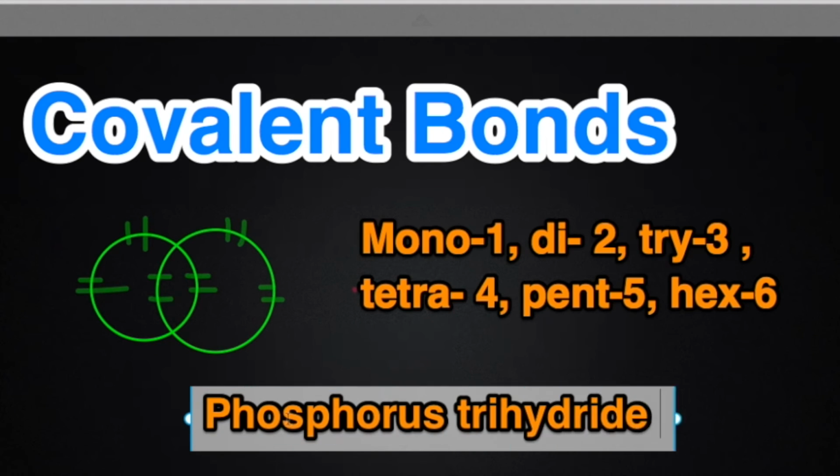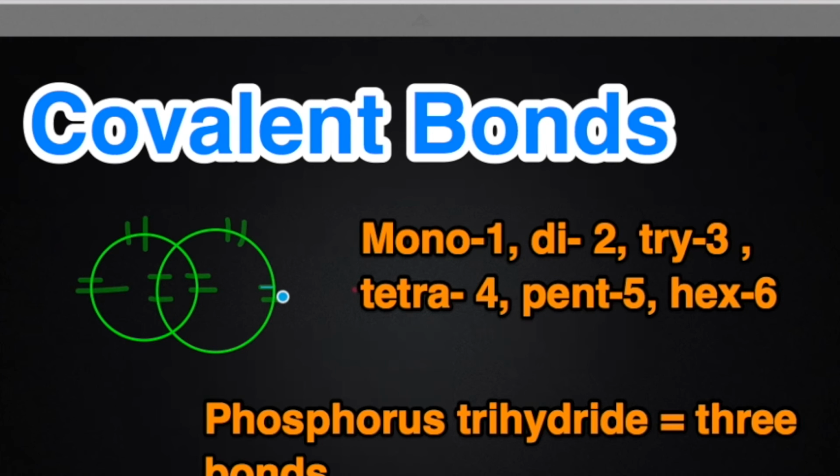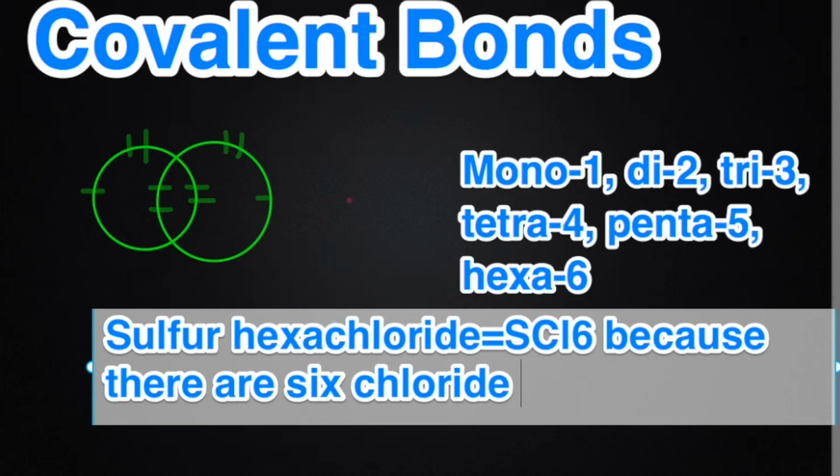The compound PH3 is called phosphorus trihydride as there are 3 hydrogen atoms in the compound. Therefore, hydrogen would become trihydride. Here's another compound. SCl6 is called sulfur hexachloride as there are 6 chlorine atoms in the compound. Therefore, chloride would become hexachloride.